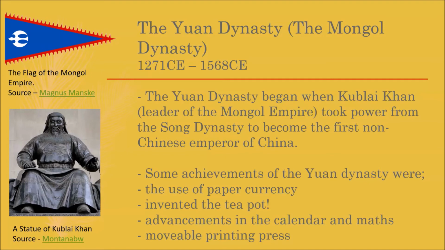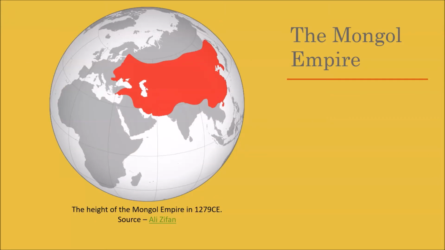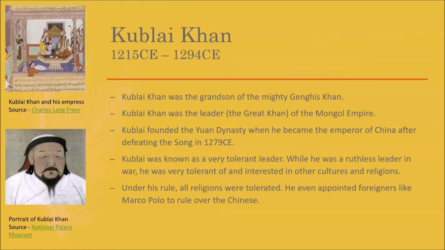Some achievements of the Yuan Dynasty were the use of paper currency. They invented the teapot, made advancements in the calendar and maths, and they also developed the movable printing press. So this is the great expanse of the Mongol Empire at its height in 1279 CE. It was the largest empire in terms of land.